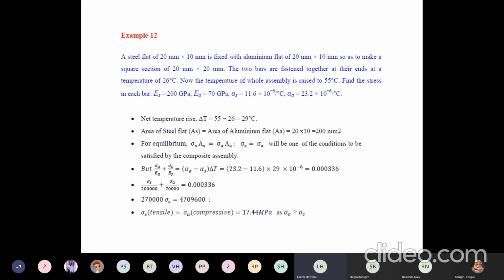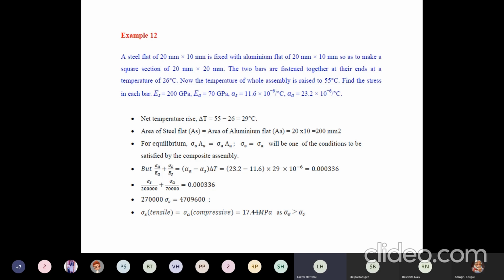Now let us take a numerical example. My first numerical example on composite stresses subjected to temperature stress. As I said, you all know the procedure now. Whenever you read the question, start writing the given conditions. That's how it will help you. So a steel flat of 20 mm by 10 mm is fixed with aluminium flat of 20 mm by 10 mm. Now you have two bars.